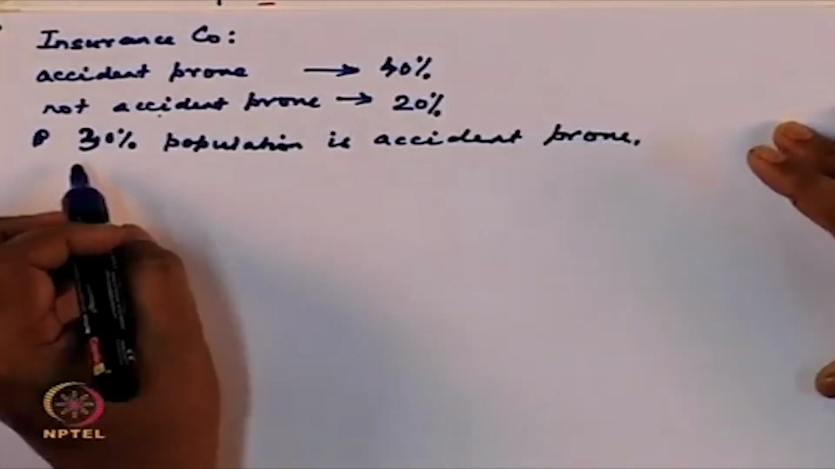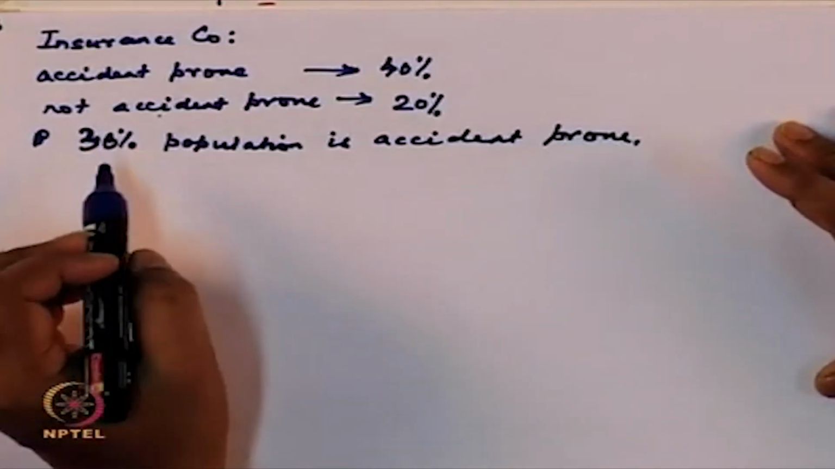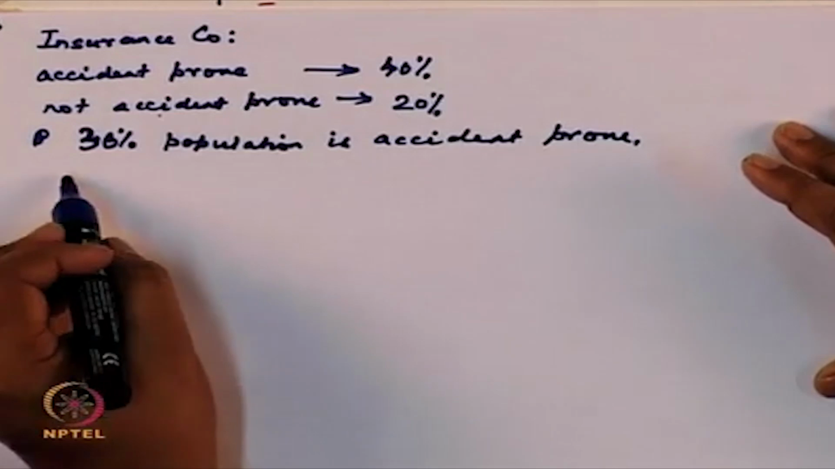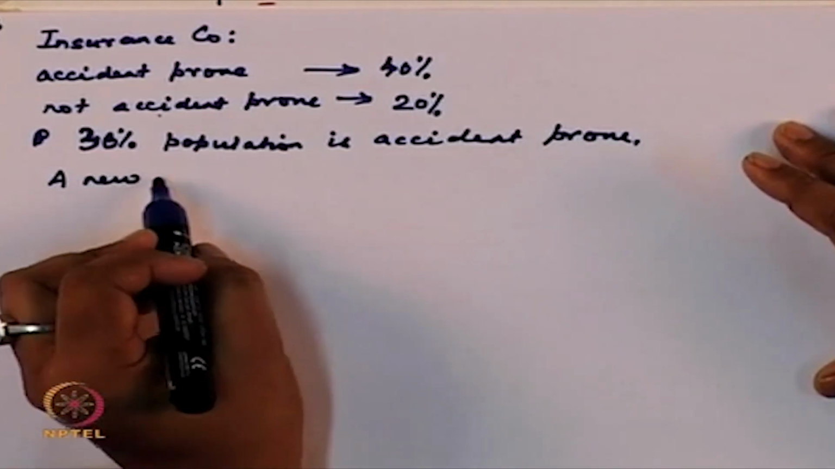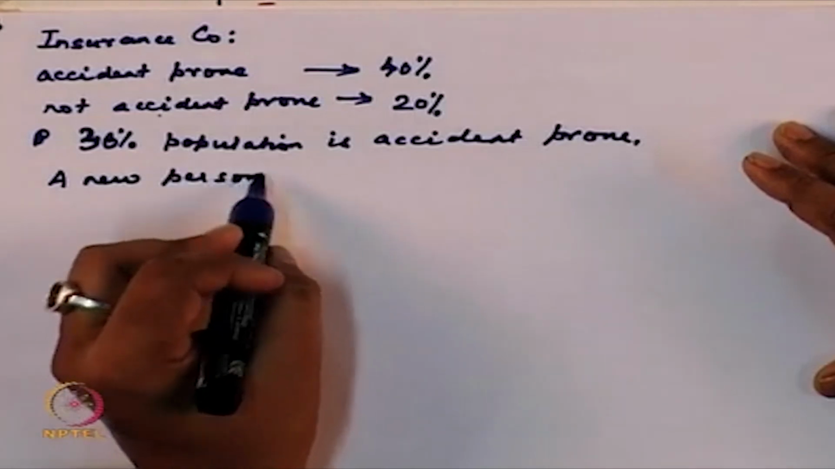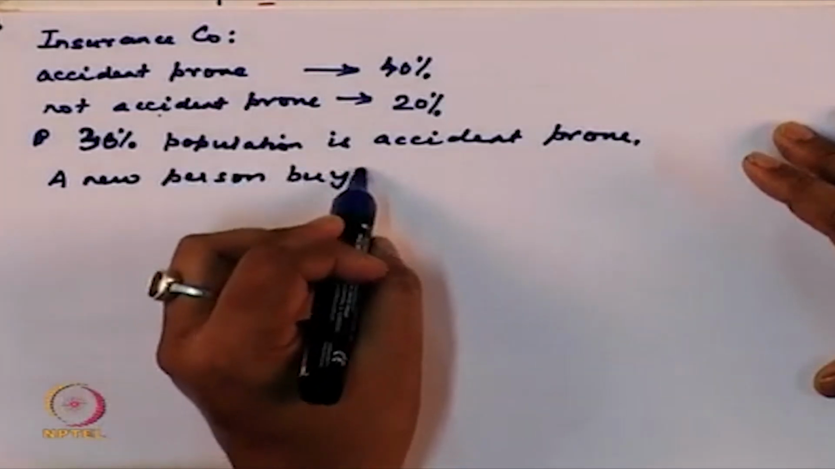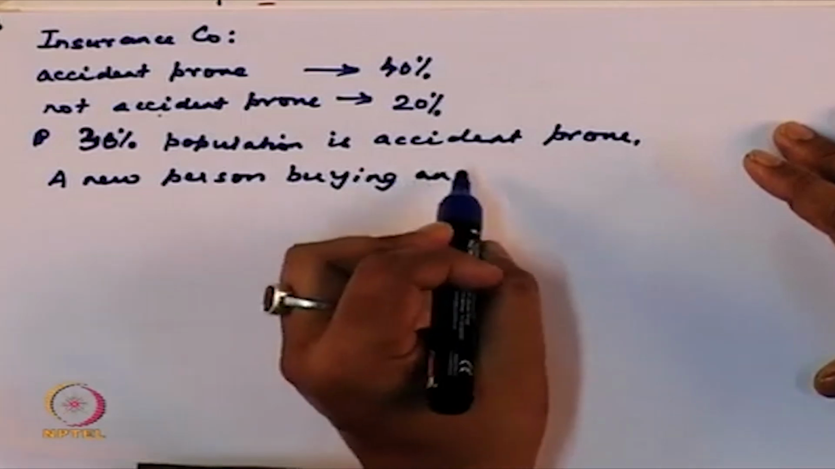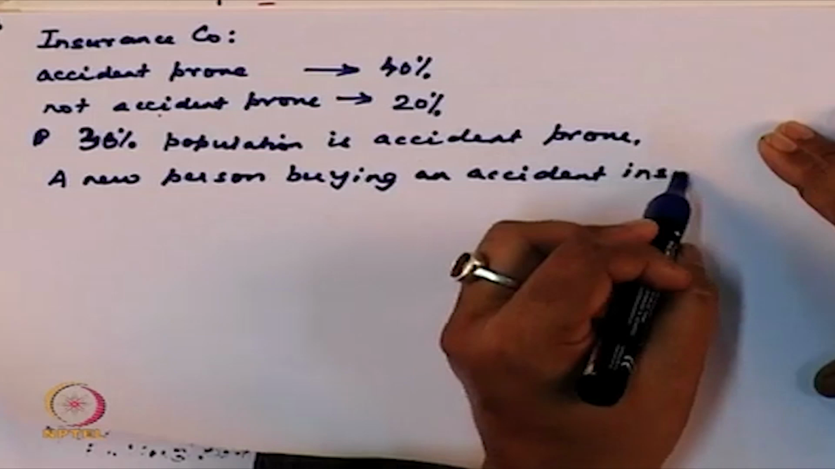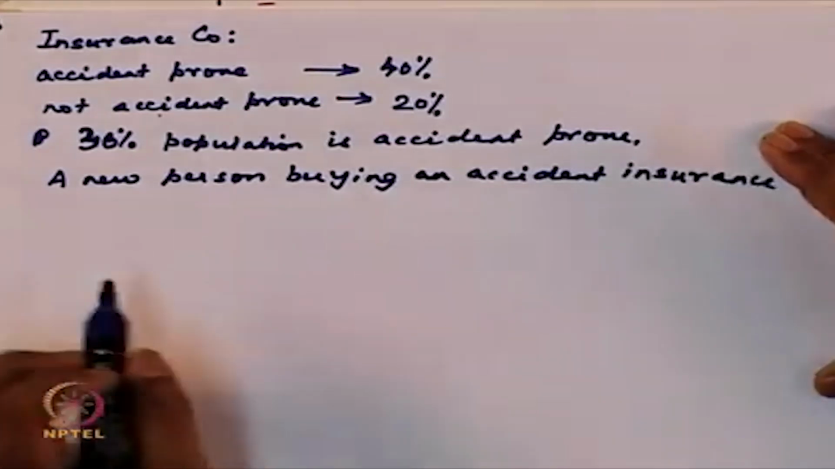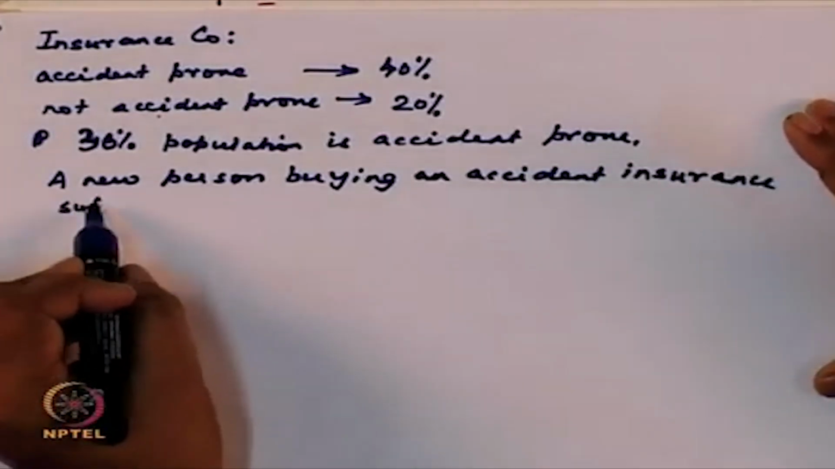I want to calculate. So, 30% of my population is accident prone. I want to calculate the probability that a new person buying an insurance suffers an accident.